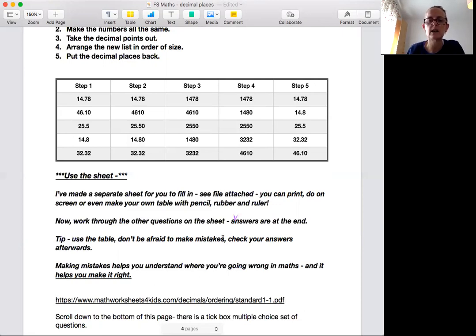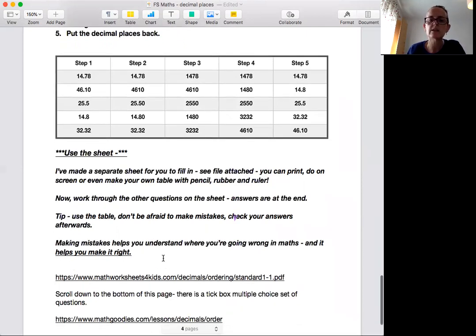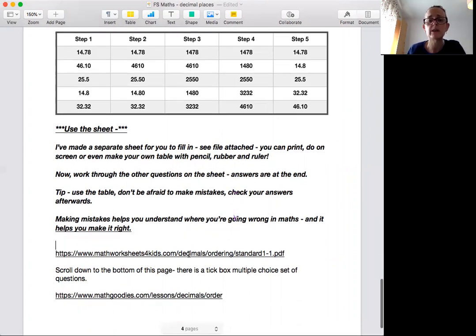Check your answers afterwards. I would try and do it first and then check your answers afterwards so that you can see where you went wrong, look at the steps. And it might just be something really simple like a number error. I wouldn't worry about number errors, meaning everybody makes number errors. I mean, you have to worry about them, but they're normal is what I'm saying. Making mistakes helps you understand where you're going wrong in maths and helps you make it right.